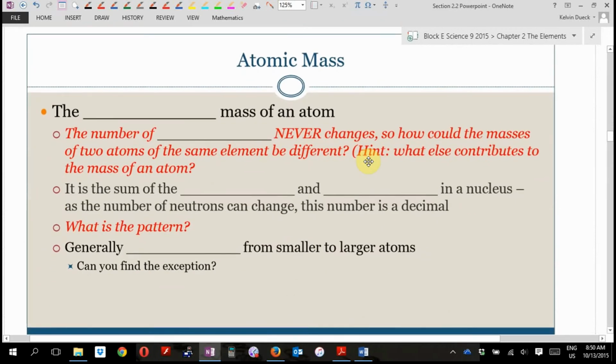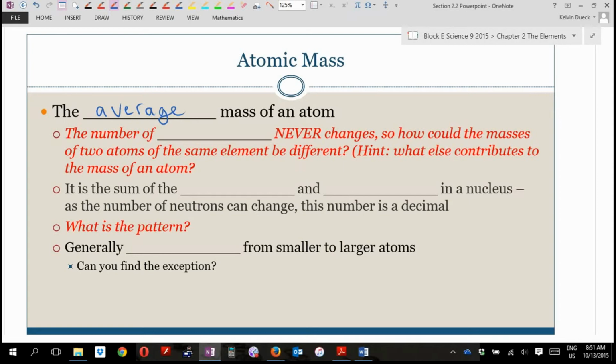Atomic mass. This is the average mass of an atom. And that's why if you look at your pink periodic table, you'll see a lot of the atomic masses are decimals. Because Mr. Dueck, you said that protons didn't come in decimals. It turns out, Brooke, try that again. Sometimes the number of neutrons can change in a nucleus, especially for radioactive stuff.